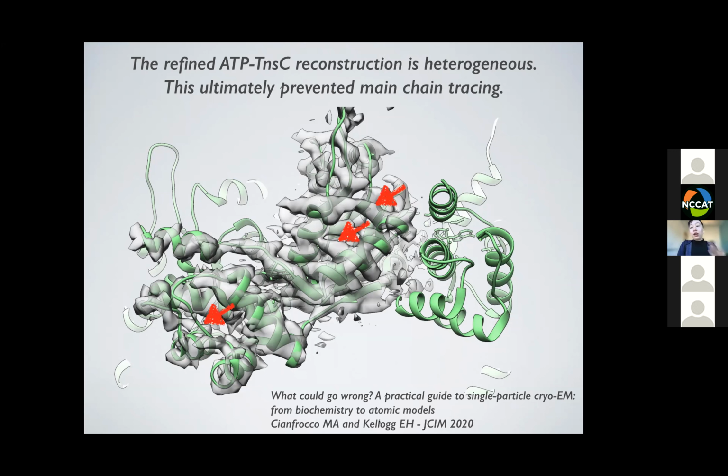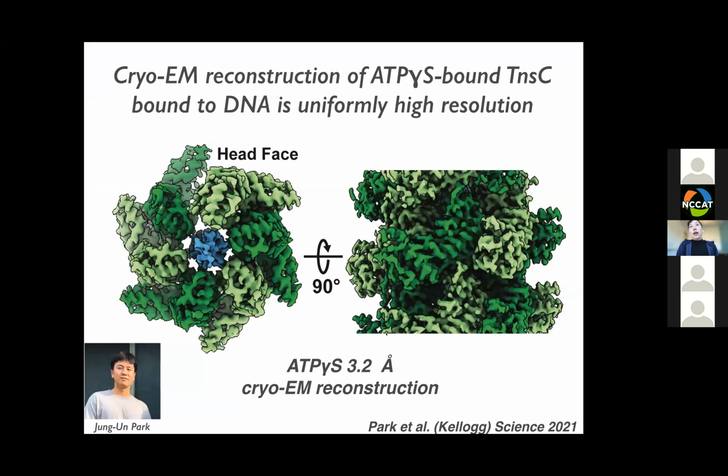And so then what Jung-Un did is he determined the structure of the TnsC filament in the presence of a non-hydrolyzable analog. We used ATP gamma S in this case. We obtained a 3 angstrom reconstruction, which I'm showing you here. And you can see this is actually the same region that I just showed you in the slide before. And what you can see is very nice high resolution features uniformly throughout this filament, which is sufficient for us to build a model.